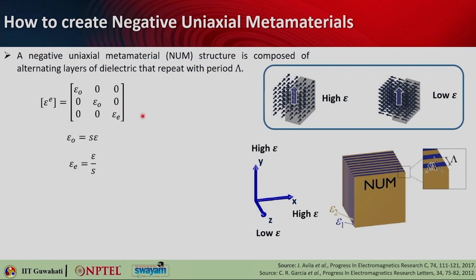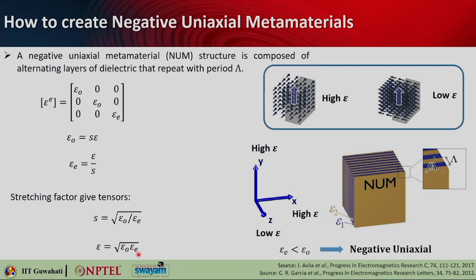So, this is the equivalent material permittivity that you want to realize. You have epsilon O, that is S epsilon, and epsilon E, the extraordinary one, is basically epsilon over S. And from this you can also find out your S stretch factor, that is basically the square root of epsilon O over epsilon E, and epsilon is nothing but the square root of ordinary epsilon and extraordinary epsilon.